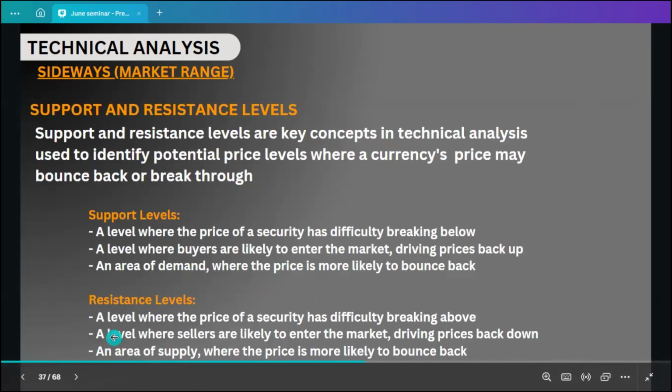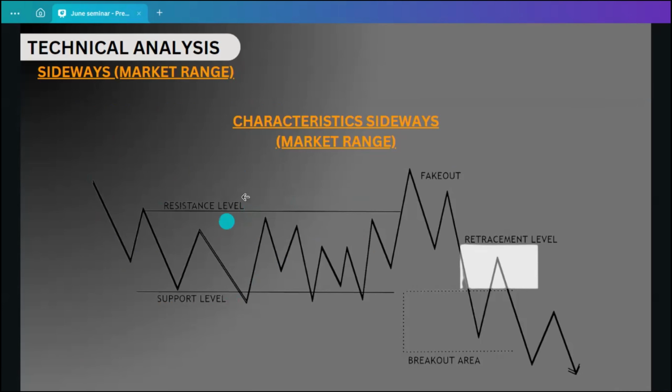So now, what is a resistance level? A resistance level is where the price of a security has difficulty breaking above. Price fails to break this level around there.